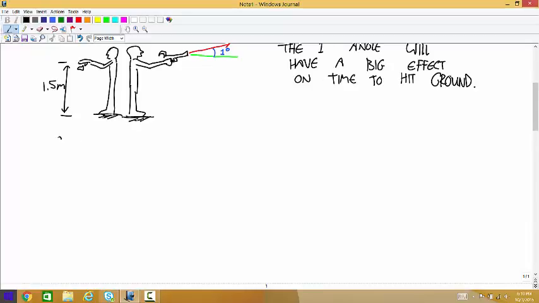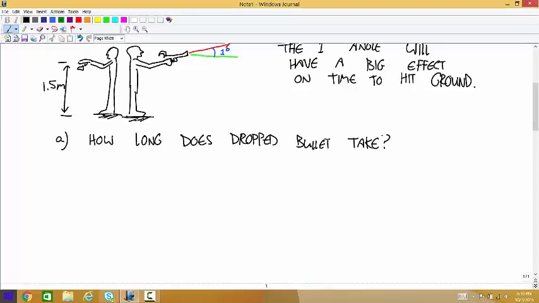Okay, so the first one we're going to do is how long does the dropped bullet take to hit the ground? Okay, so take a few minutes and work together on that one. Come up with a time for that, and when you're done working on it, I'll go through it.